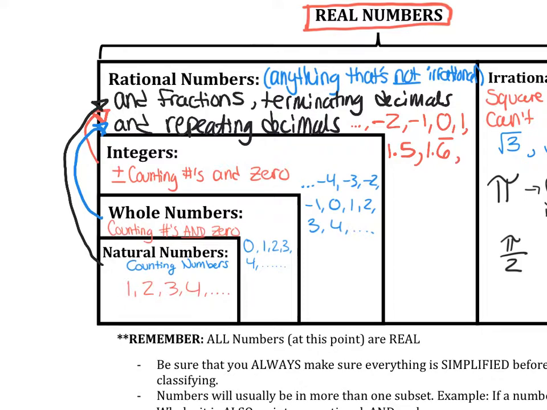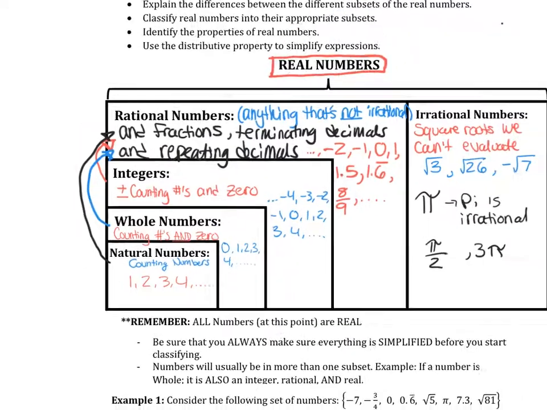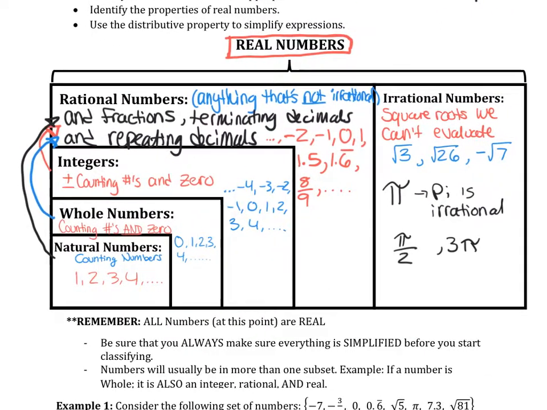If we had like 8/9. Any sort of decimal that either terminates, like 0.25, or any repeating decimals when you have that bar across, any fractions, those are going to be rational numbers. So basically, if it's not a square root we can evaluate and it doesn't involve pi, that means it's rational.